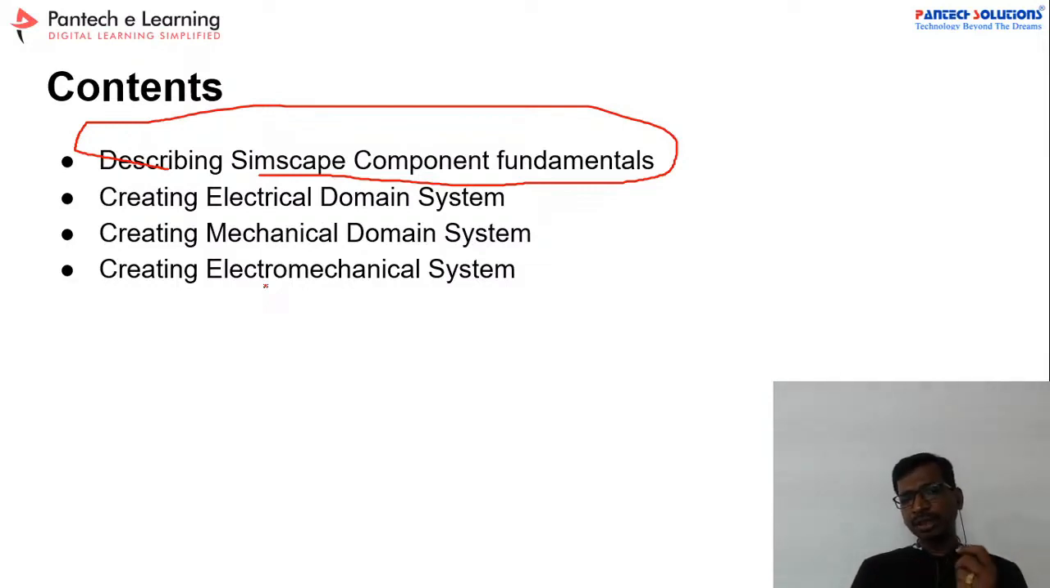Similarly, what is the through variable in the electrical domain? The through variable is the current in the electrical domain. Similarly, the across variable is the voltage, right?